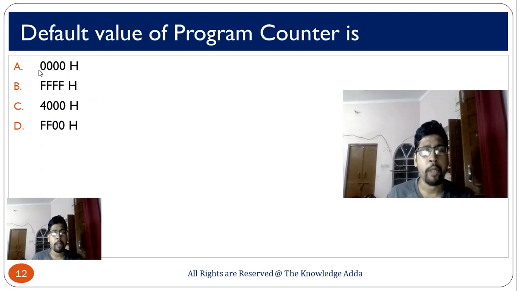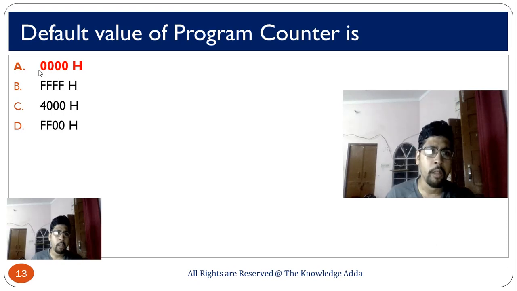Default value of program counter. When you start your microprocessor device, the default value of the program counter will be 0, which means four zeros, because the program counter is a 16-bit register, that is why we have mentioned 0000H. So the default value of the program counter is 0, and you can initialize the value of the program counter, whatever you initialize will be the value of the program counter.